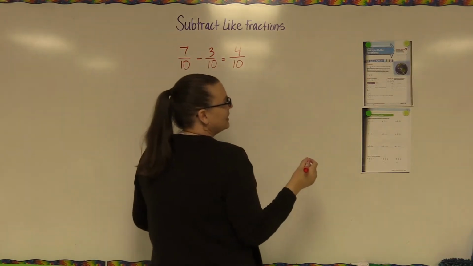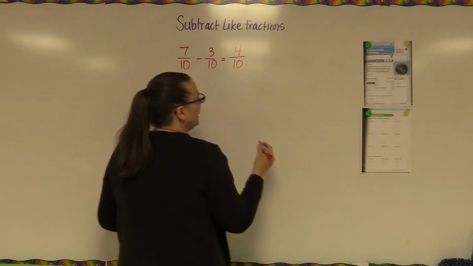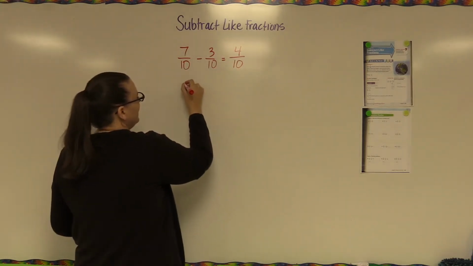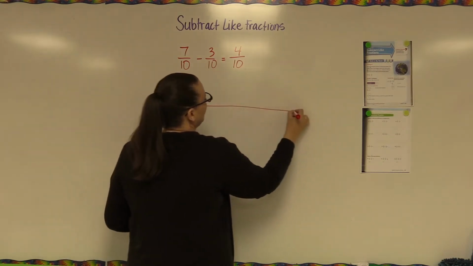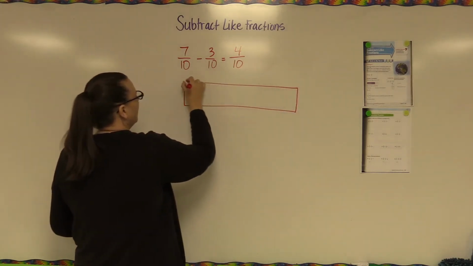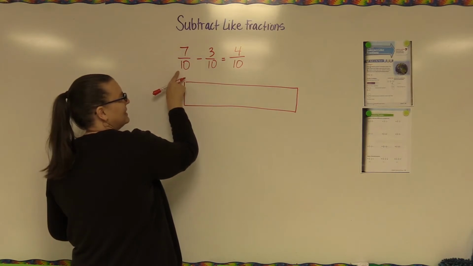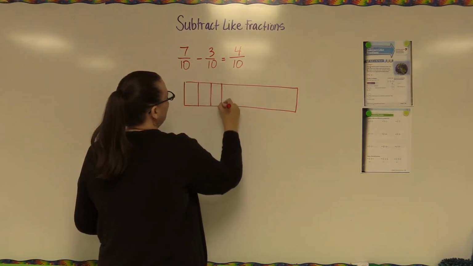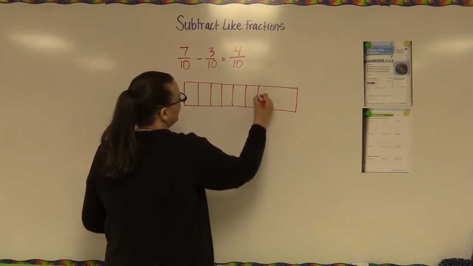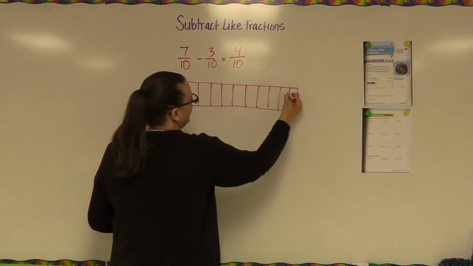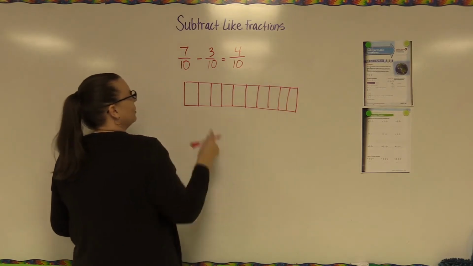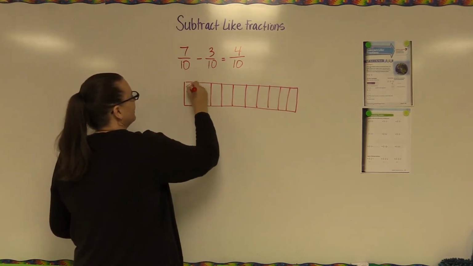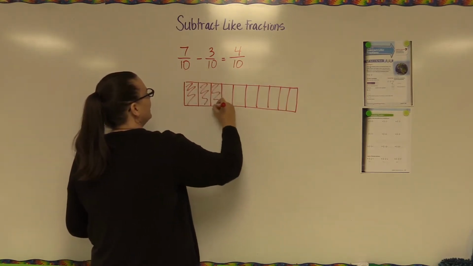Now, one of the ways that they show you to solve that is to use fraction tiles. We can start out by making a fraction bar, which is where we contain those fraction tiles. We're going to split it up into tenths because that's the denominator we're working with. So 1, 2, 3, 4, 5, 6, 7, 8, 9, 10. So we are going to start with 7/10. That would be me coloring in 7 of these little bars.